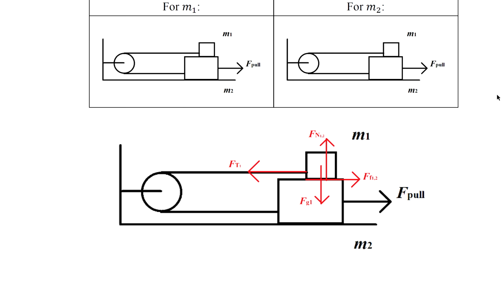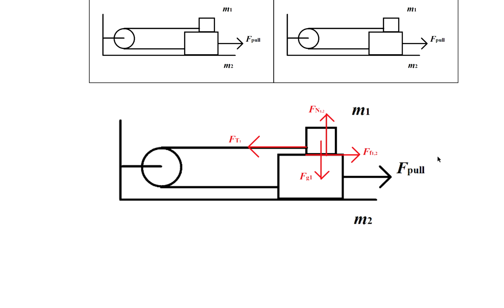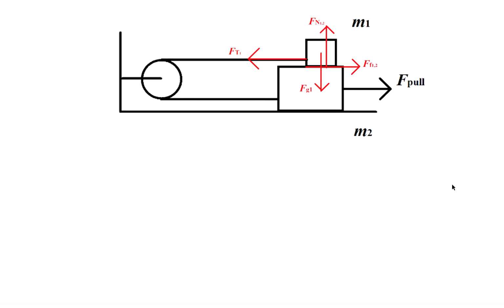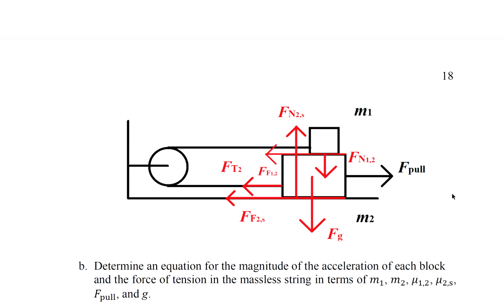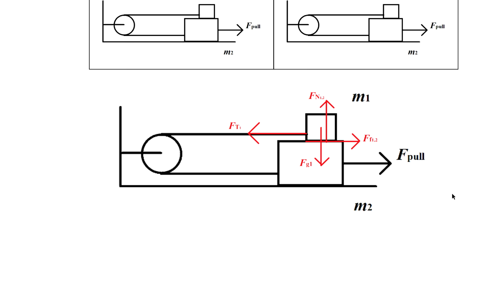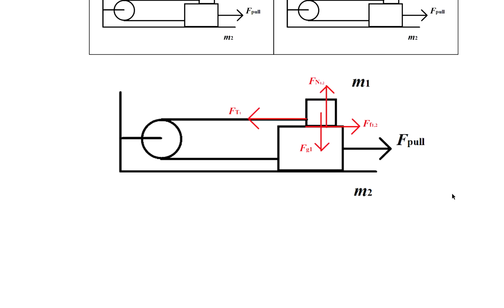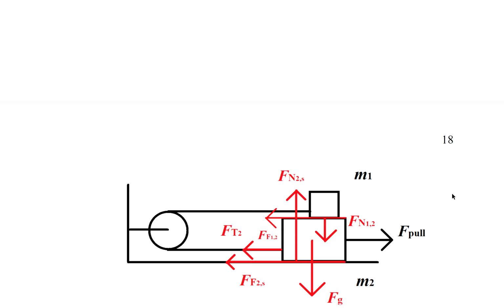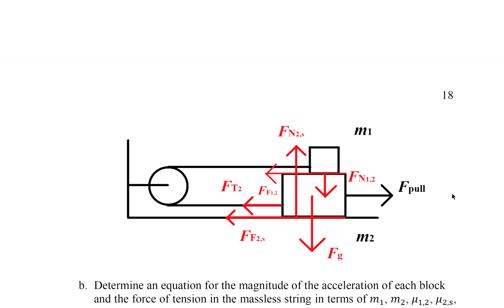So for m1, these are the forces on m1. I did not circle the objects, I apologize. For m2, these are the forces on m2. So once again, these are the forces on m1. And these are the forces on m2.